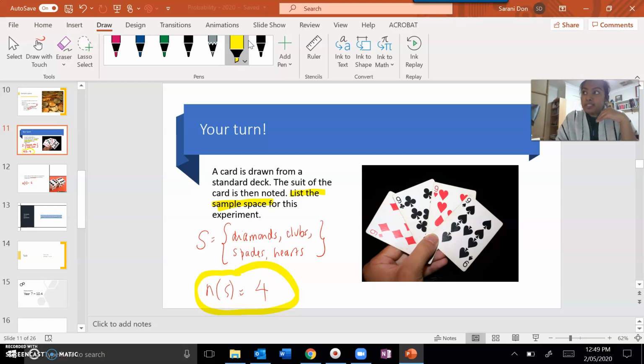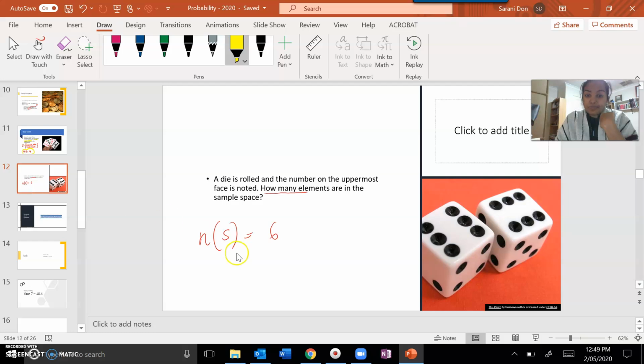So every time, if you don't see the word number in the question, then you just list the possibilities. Even for this one, this is saying how many elements. So it's asking you for a particular number. It's not asking you to state it. It says a die is rolled and the number on the uppermost face is noted. How many elements are in the sample space? So in the sample space, how many options do you have? It's 6 because there are 6 different numbers on a dice.